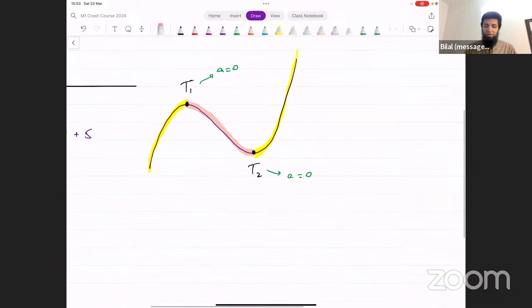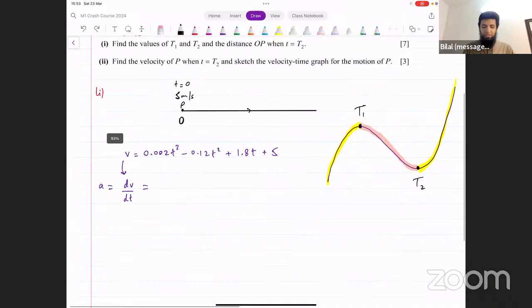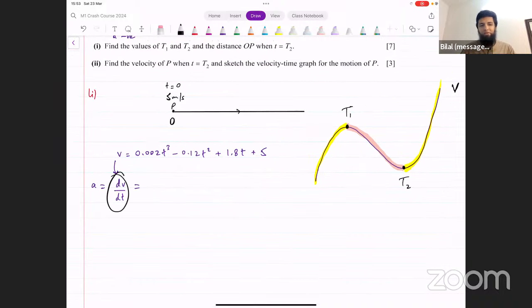Or you could think of it graphically as well. If you don't want to think about acceleration, you could also think of it this way: this is what the velocity function looks like. You just want to find the turning points of this velocity function. How do you find turning points? You find the derivative, that's dv over dt, and put that derivative equal to 0. That's all that you have to do. So you could think of it either way.